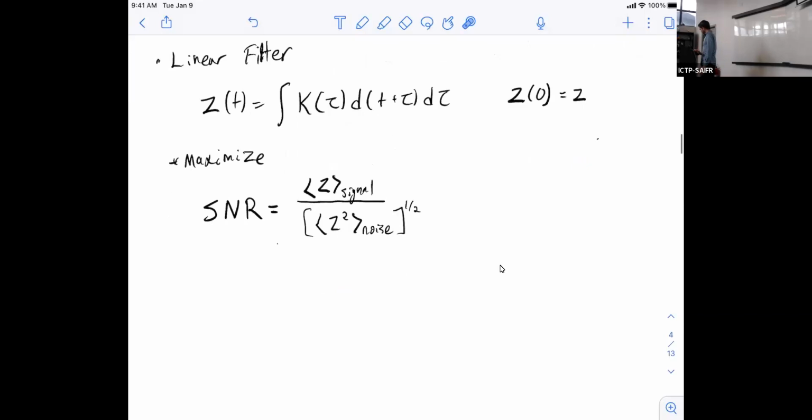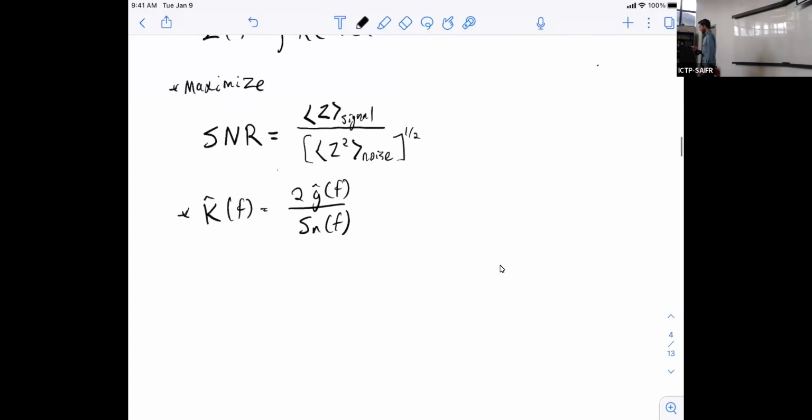For convenience, it's nice to define in the Fourier domain the filter having been rescaled by the PSD. We'll see why in just a second. So I'm defining this as what happens if I take K, multiply it by the PSD, and divide by 2. So this is just the filter still. It encodes the filter. And now we just compute. We compute Z in the presence of a signal.